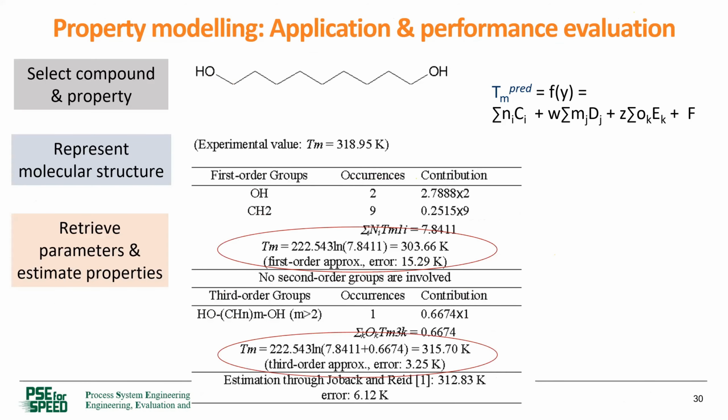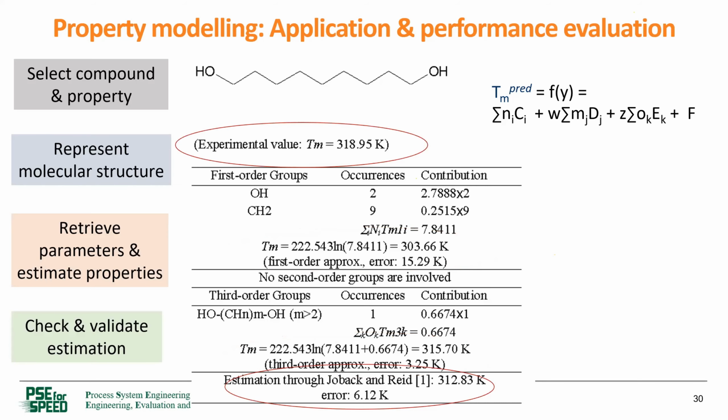Then we retrieve the contributions of the groups, and then we put it in the equation and we calculate the value. So the first order value and the third order value is an improvement on the first order. And then we compare and check. The experimental is 318.95. We get 315.7. And other methods give 312. So that is how it works.